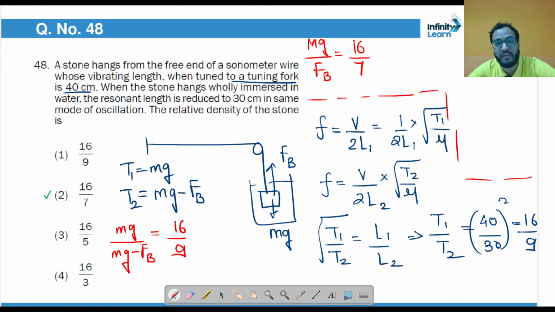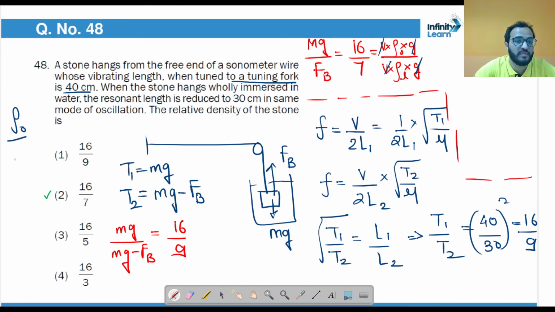Clear? Now if this is 16 by 7, so mg is what? Volume into density of the object into g. Buoyancy force is what? Volume into density of the liquid into g. Right? So volume and g get cancelled. So density of object upon density of liquid, which is the relative density, or specific gravity, is 16 by 7.